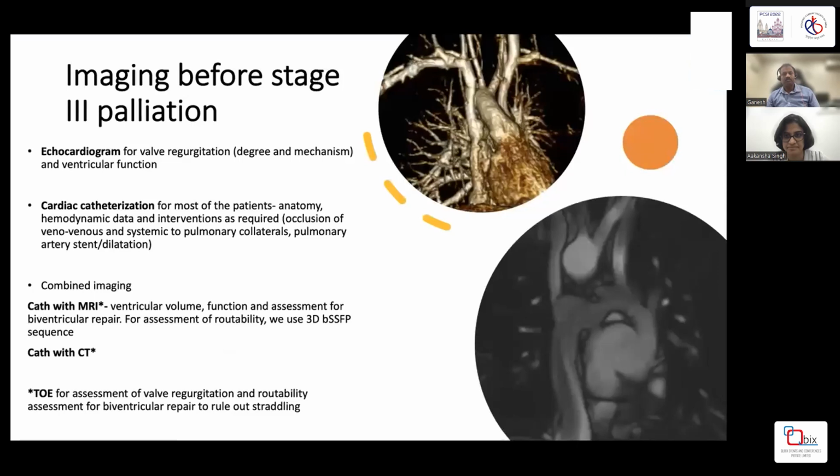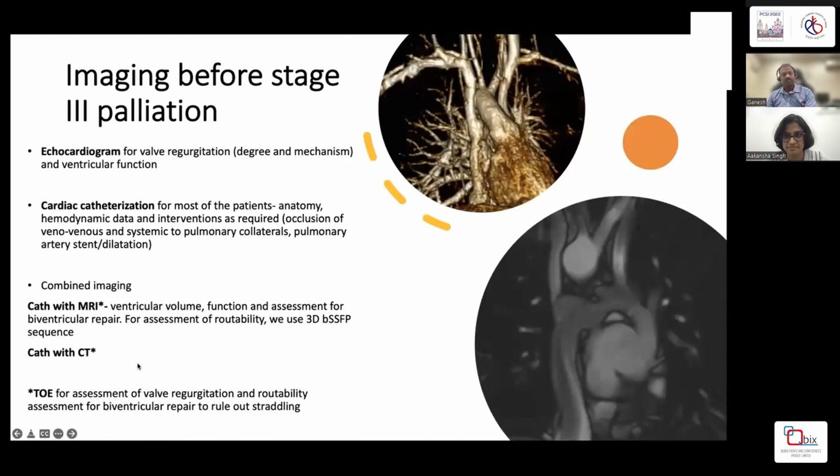In the last 1 year, we have avoided doing cath in a few patients, but we perform CT and MRI. So we frequently do combined imaging where MRI or CT is also done at the time of cath, and also we carefully assess the patients at the time of Fontan for conversion to 1.5 ventricle or biventricular repair. So if the ventricular volume, function, and routability is questioned, we do MRI. If the question is only routability, then we choose CT angiogram.